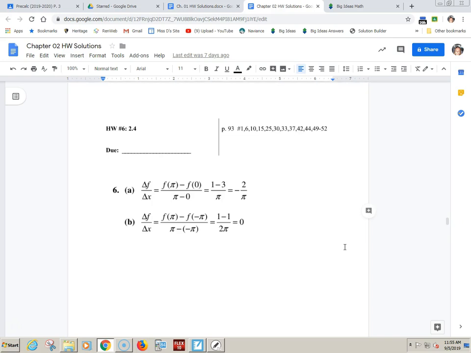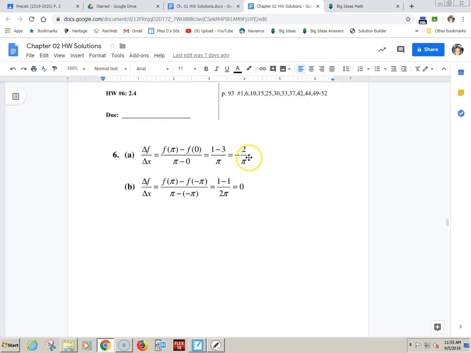True? Good. Number 6, final answer for A is negative 2 over pi. Negative 2 over pi. For B is 0.